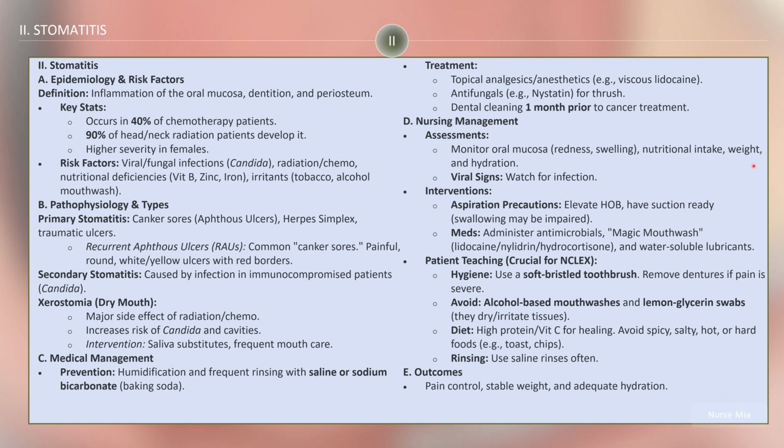For the interventions here, keep it always ABC, making sure of aspiration precautions. The meds are available.